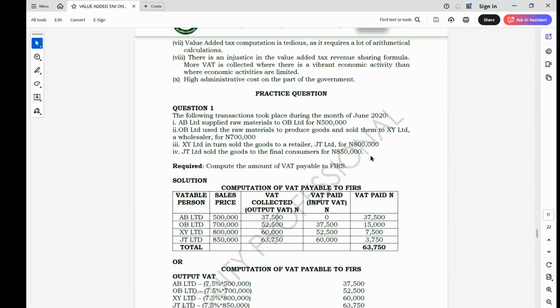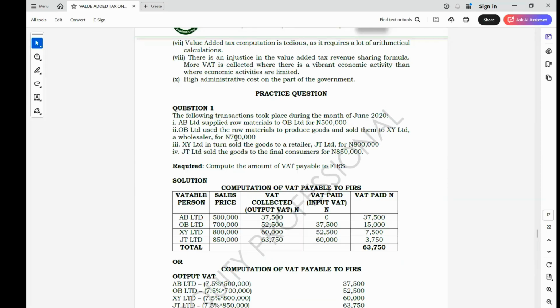So we have question number 1. The following transactions took place during the month of June 2020. AB Limited supplied raw material to OB Limited for 500,000. OB Limited uses the raw material to produce goods and sold them to SY Limited, a wholesaler, for 700,000. SY Limited in turn sold the goods to a retailer, JT Limited, for 800,000. JT Limited sold the goods to a final consumer for 850,000.